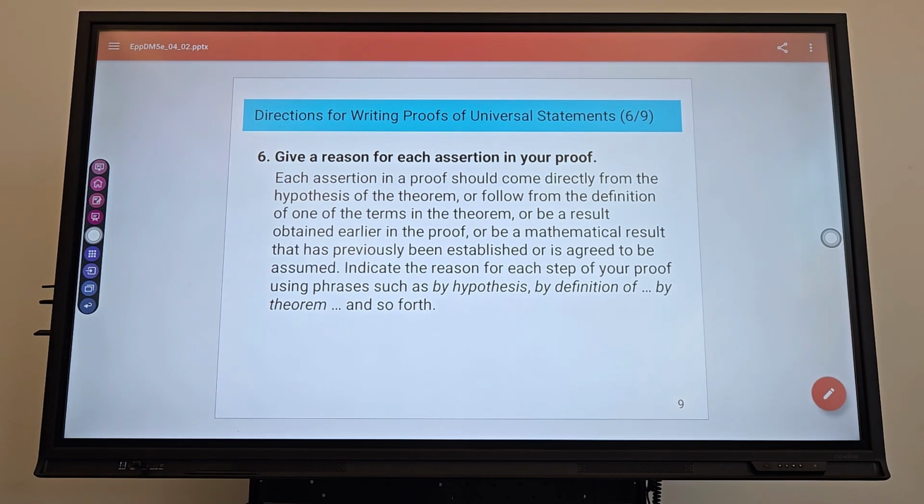Give a reason for each assertion in your proof. Each assertion in a proof should come directly from the hypothesis of the theorem, or follow from the definition of one of the terms in the theorem, or be a result obtained earlier in the proof, or be a mathematical result that has previously been established or is agreed to be assumed. Indicate the reason for each step of your proof using phrases such as by hypothesis, by definition of, by theorem, and so forth.